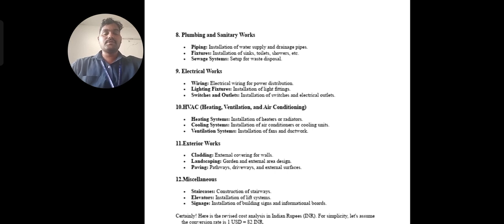Then the next one is electrical works, where there are pipes and lighting points. We look at how many points there are, and then we go for the installation cost of each point. Likewise, there are HVAC conditions, like heating, ventilation and air conditioning.